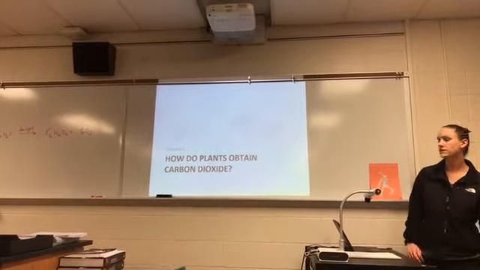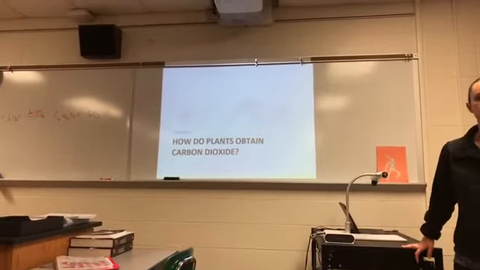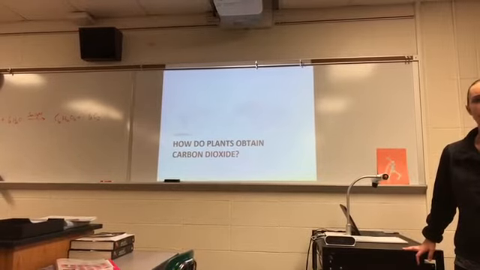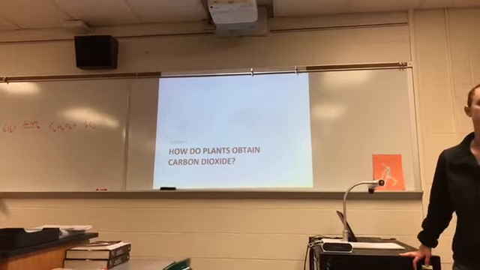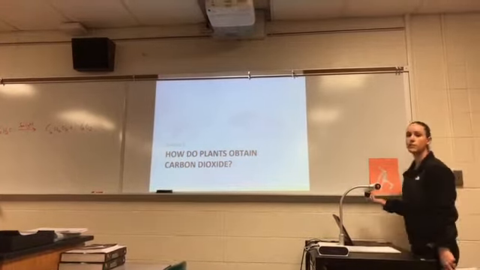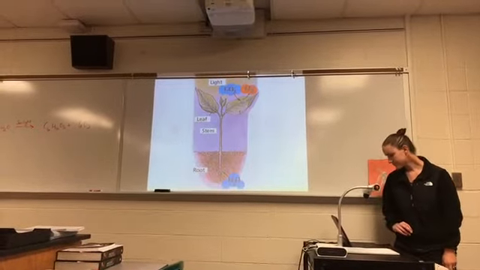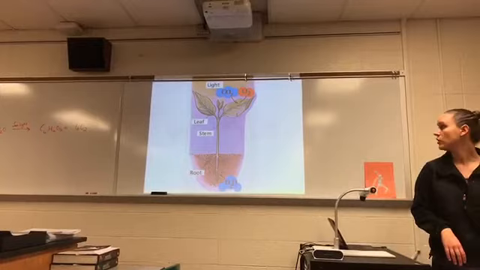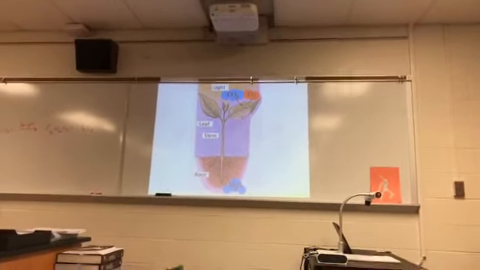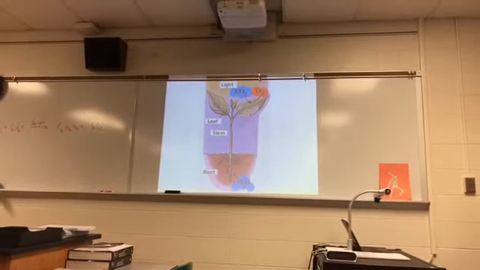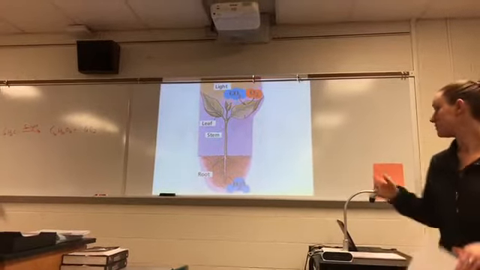Okay, question 2. How do plants obtain carbon dioxide? First off, where do they get carbon dioxide? The air. And where does it come from in the air? Other plants? Us, our breath. Yeah, animals, right? We release carbon dioxide, it's in the air, and then plants take in carbon dioxide. Now, it's kind of hard to see on this picture, but there's going to be a little hole on the underside of the leaf, and that's called the stomata. That's where gas exchange occurs. So that's where carbon dioxide is going to go in, and what's going to go out? Oxygen.